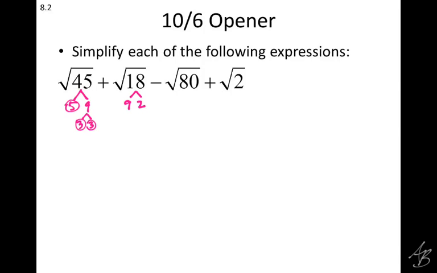I heard a couple of different things. 9 and 2 is one of them. 9 is 3 times 3. Okay, how about 80? 10 is... 8.